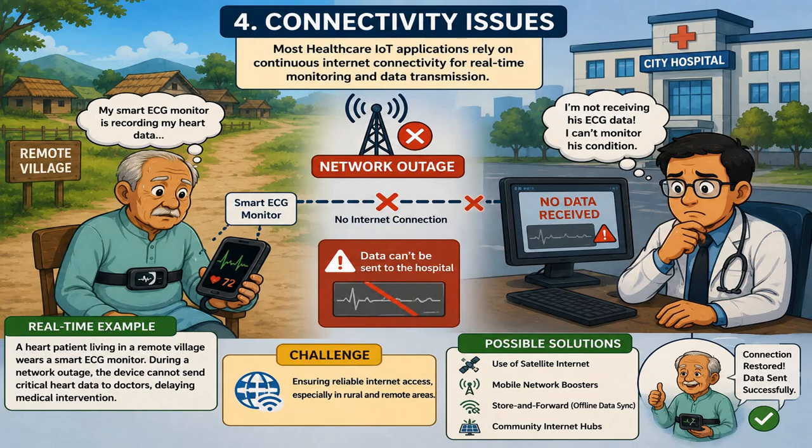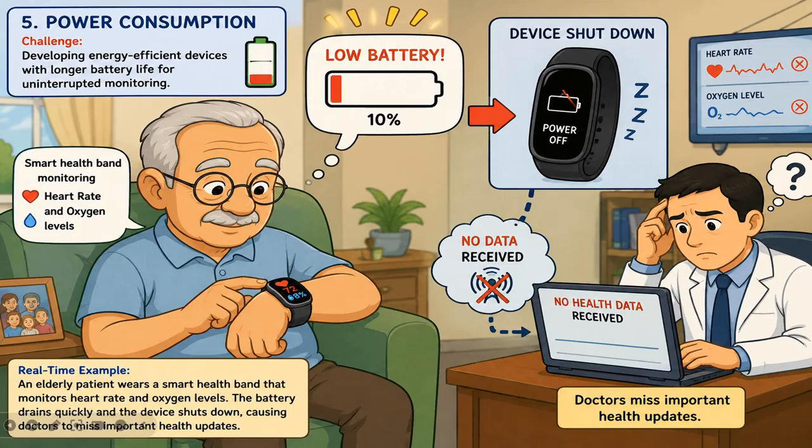So, here we can see that stable connectivity is essential for the successful operation of healthcare IoT systems and effective patient care. And the last is power consumption. Like here, this image shows how wearable and portable healthcare devices depend upon batteries for operation, and how battery related issues can affect continuous patient monitoring.